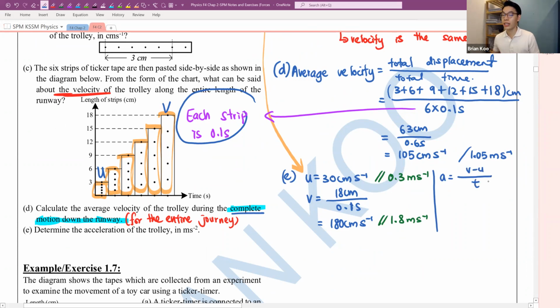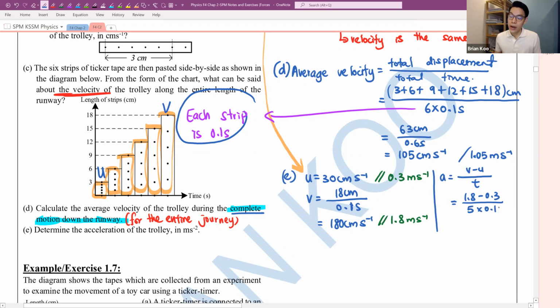V minus U over T. Remember, it's final velocity minus initial velocity divided by time. So V is 1.8, U is 0.3. The time, now the time needs to minus by 1. You have 6 strips in total, but you just have to count 5 strips. So 5 times each strip, which is 0.1.